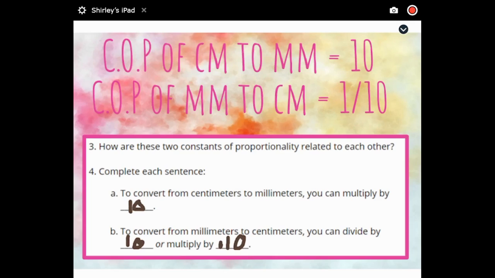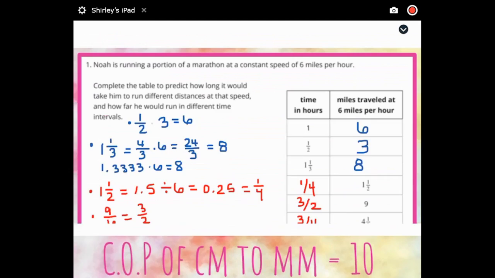Here's what one student said: I can divide by 10 or multiply by 0.10. That's exactly correct. 0.10 is the same as that fraction, but that's what we're trying to understand here. If I'm dividing by 10, it's the same thing as multiplying by that fraction or that decimal that's associated with it. Here's another table.